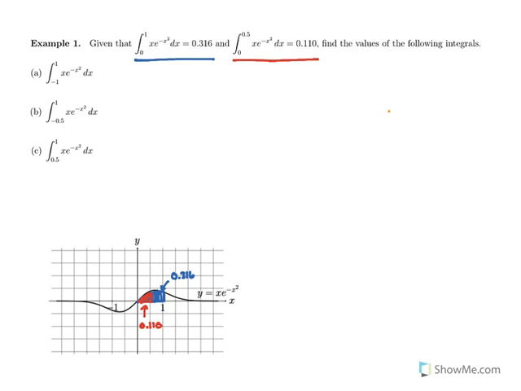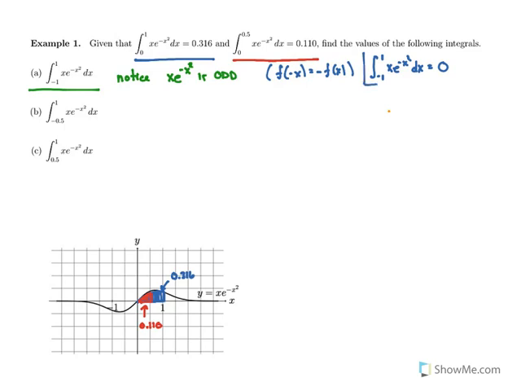Let's start with the area from -1 to 1. And notice that x e to the negative x squared is an odd function. The reason it's odd is because f of negative x is equal to negative f of x. It's symmetric about the origin, but that means that this integral, -1 to 1, is going to be equal to 0. There's going to be a positive part and a negative part, and they're going to counterbalance each other. So we start with this fact that this is equal to 0.